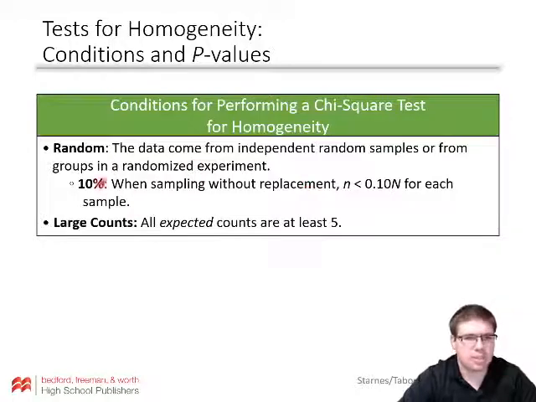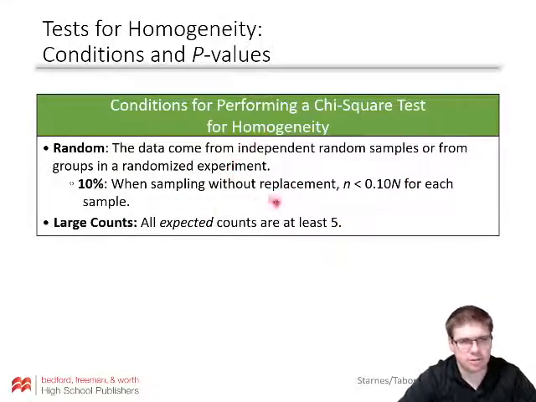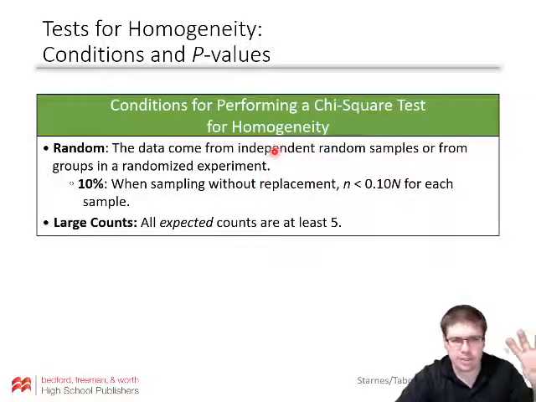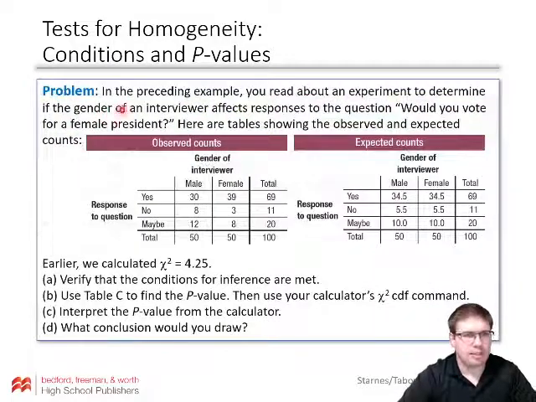The 10% rule, when we're sampling without replacement, that needs to be there, and then all expected counts are at least 5. So pretty much the same, only with the test of goodness of fit, it was just one random sample, and we're seeing if it fits some given distribution. Now we might have 2 or more random samples, or randomized treatments, similar to our 2-sample procedures. So example problem, we're going to check conditions and work on this one.